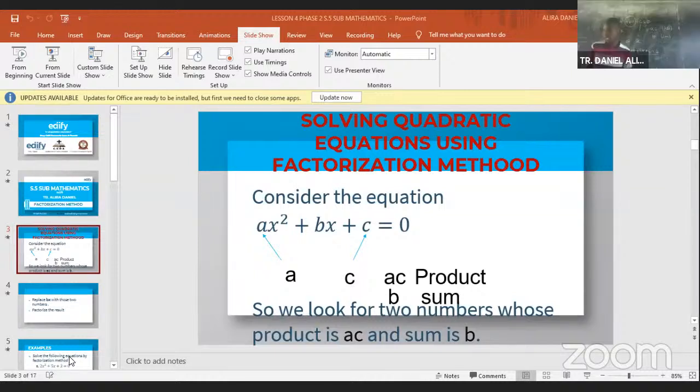I want to use a numerical example to illustrate that.